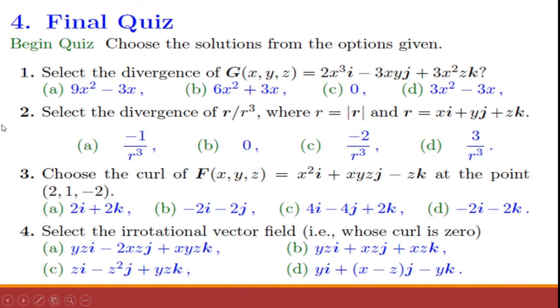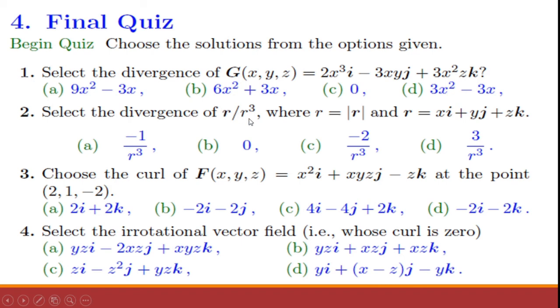Finally, I have given some problems for you to solve. Try to solve these questions and check the answers, whether you have done right or wrong, whether you have understood in a correct manner. First question, select the divergence of g(x, y, z) is equal to 2x cube i minus 3xy j plus 3x square z k. So here in the question we have to find out the divergence. Divergence means dot product. Dot product means del dot g. So when you find del dot g, you will get the answer in one of the options here.